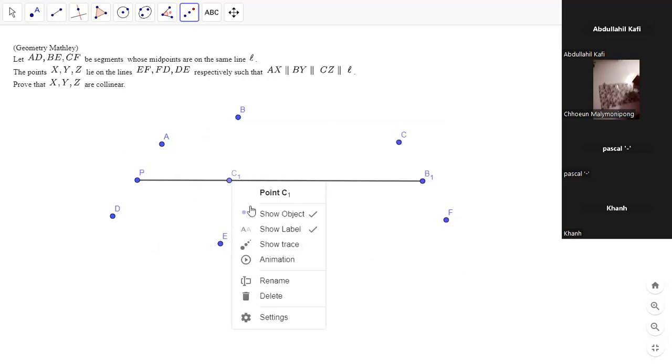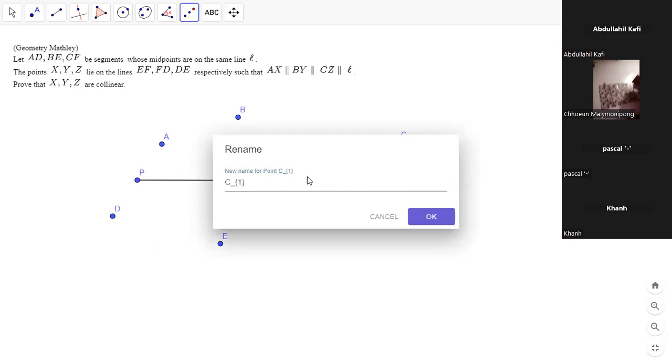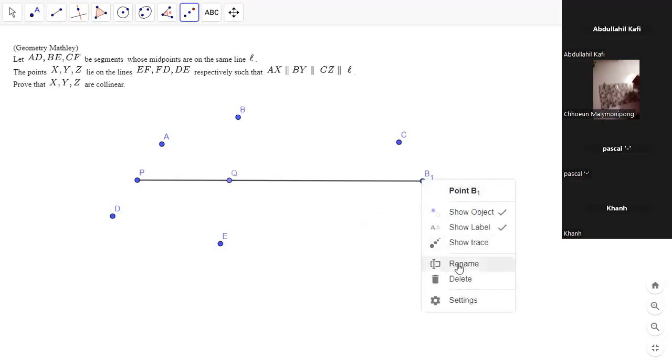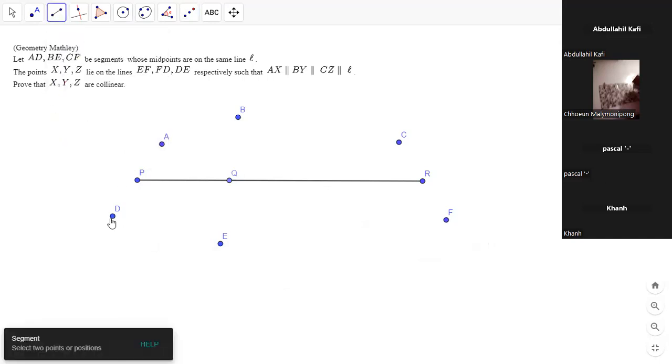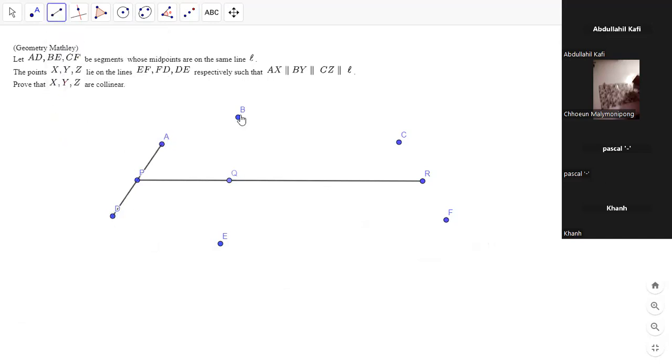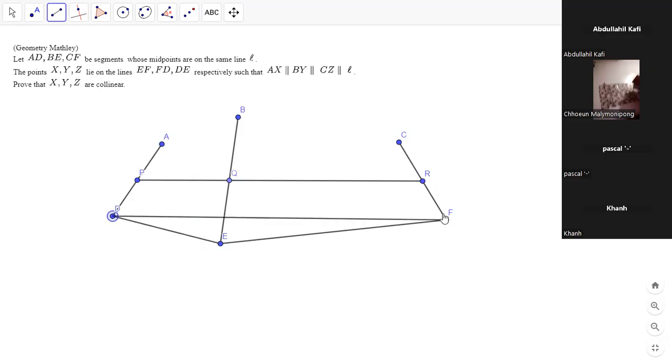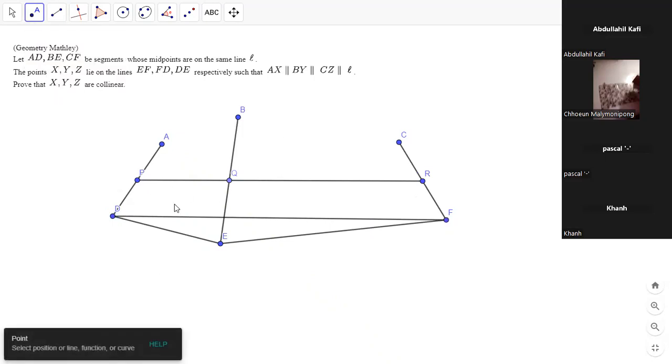P, oops, Q, and this is R. The points X, Y, and Z lie on EF, FD, and DE, so that AX is parallel to BY, is parallel to CZ, is parallel to L.